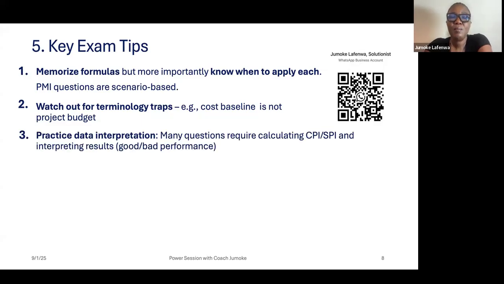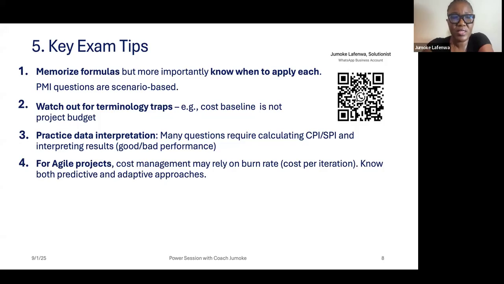Three, practice data interpretation. Many questions require calculating cost performance index, schedule performance index, and interpreting results, like what I did earlier: if the schedule performance index is less than 1, this is what it means. If it is equal to 1, this is what it means. If it is bigger than 1, this is what it means. Sometimes they can even come with a question and say the cost performance index is this, the schedule performance index is that. What does it mean? So please practice and understand how to interpret the data.